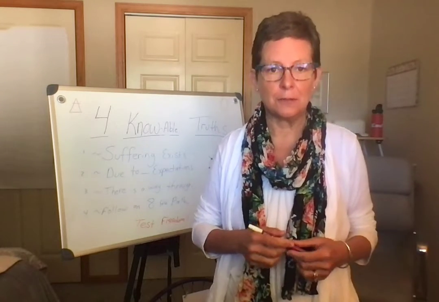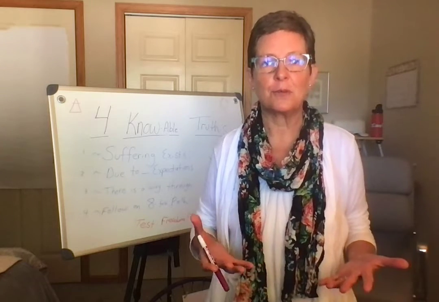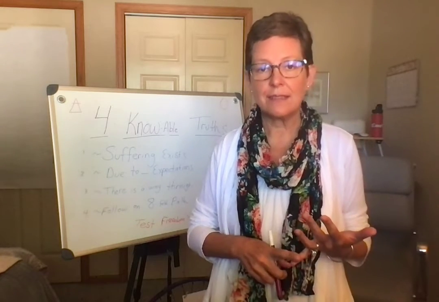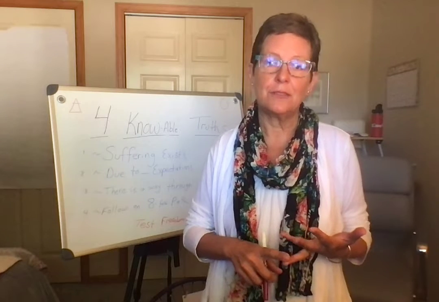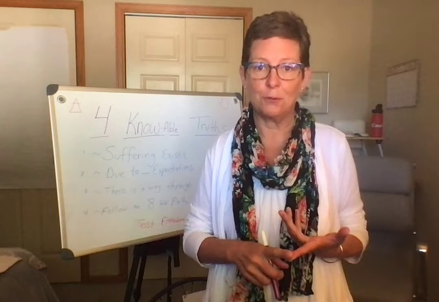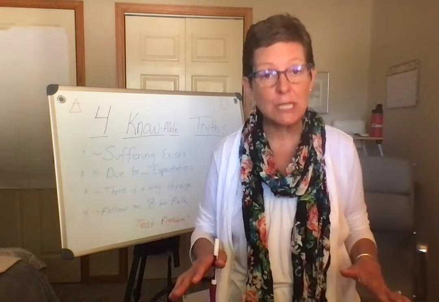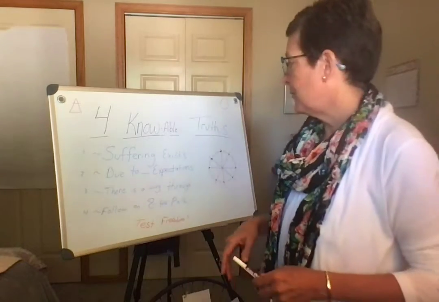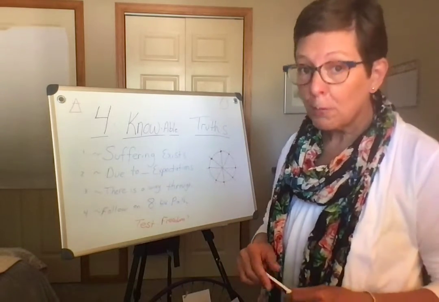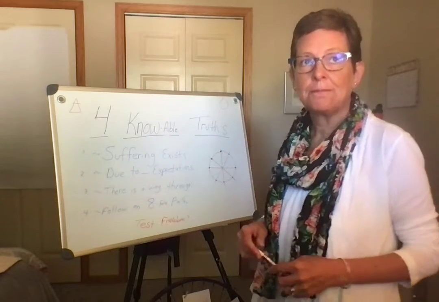In philosophy classes, the Four Noble Truths, depending on different interpretations, are: suffering exists due to our attachments, and there's a way out by following the Eightfold Path. So in high school, I do a little twist, a little interpretation, which I like to call the Four Knowable Truths, which are: suffering exists.